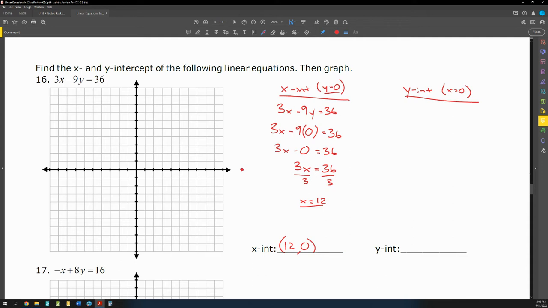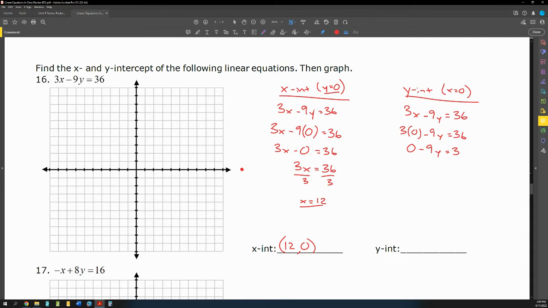To find the y-intercept, again, we'll start off just by writing out the equation. We're going to plug in 0 for x. So we have 3 times 0 minus 9 times y is equal to 36. Well, 3 times 0, that's just 0.